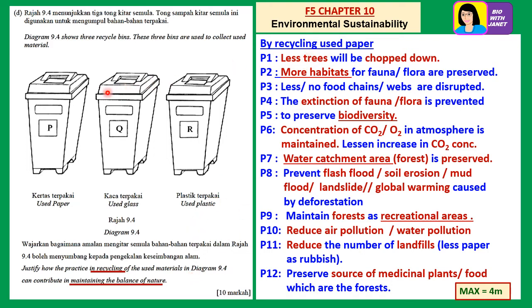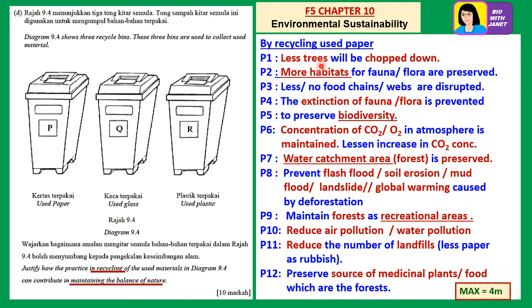So we have to divide our answer into 3 parts, because these 3 materials, paper, glass, and plastic, are produced differently. For example, paper is produced from trees, right? So if we recycle the used paper, we will help to prevent the trees from being chopped down, because we can reuse the paper again.